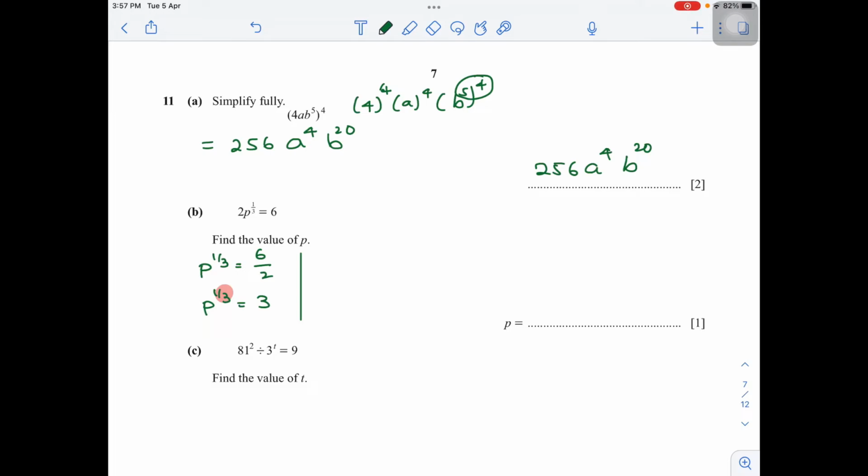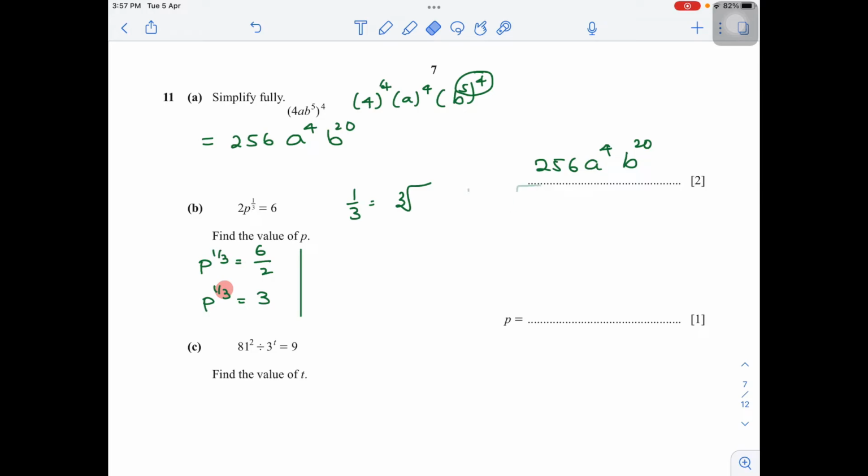So if it is positive, I send it to the other side, becomes negative. Negative becomes positive. Addition becomes subtraction. Subtraction becomes addition. Multiplication becomes division. Division becomes multiplication. So it is power 1/3. What's the inverse of power 1/3? Cube. Power 1/3 is cube root. And power half is the same as square root. So what is the opposite of cube root? Cube root's opposite is cube. So p is 3 cubed, and 3 cubed is 27.